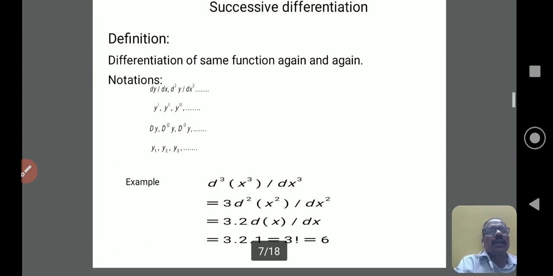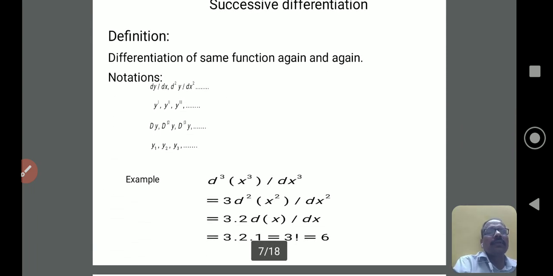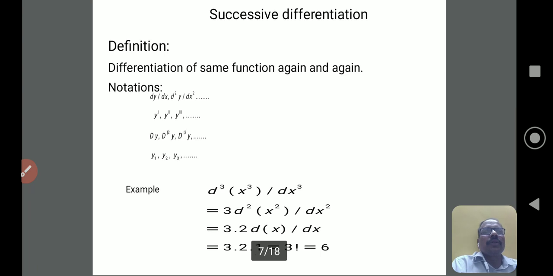Suppose you take, in second PU, you know that the differentiation of x is 1. Similarly, the differentiation of x square we can call 2x. Once again you differentiate, the 2x becomes 2. Similarly, how do we define this successive differentiation? Successive differentiation can be defined as differentiation of the same function again and again.